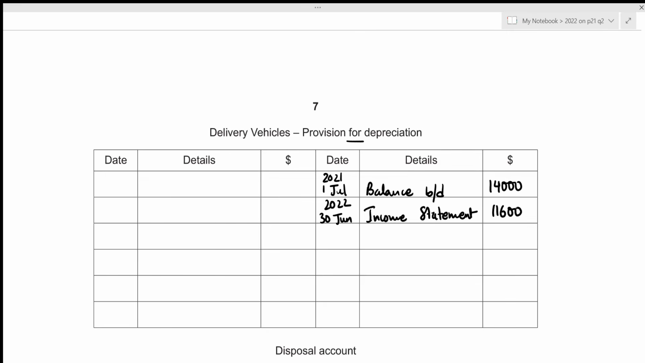Now the next thing to be recorded in our provision for depreciation account is the total accumulated depreciation of the disposed asset. And in this case, we can see that our delivery vehicle 1 is being disposed at the date of 1st October 2021, which means that we need to record its total accumulated depreciation on the debit side, since it reduces the total provision for depreciation, right? So let's write down the date. That's 2021, 1st October. And since we're talking about a disposed vehicle, this should be recorded under the heading of disposal account. And we should be recording the total accumulated depreciation at the date of 1st October 2021.